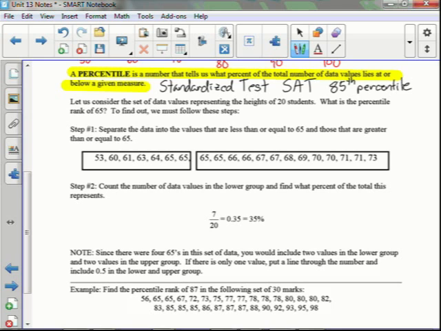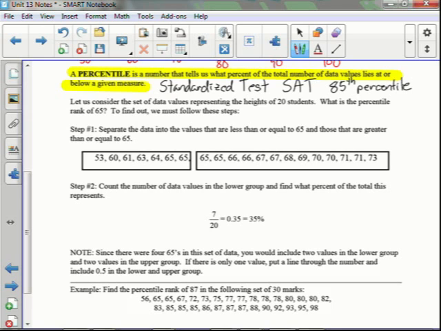And here's a question. Let us consider the set of data values representing the heights of 20 students. What is the percentile rank of 65? So here are the steps. Separate the data into the values that are less than or equal to 65 and those that are greater than or equal to 65.